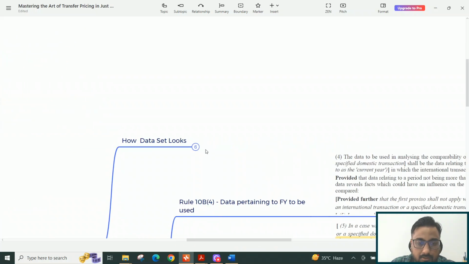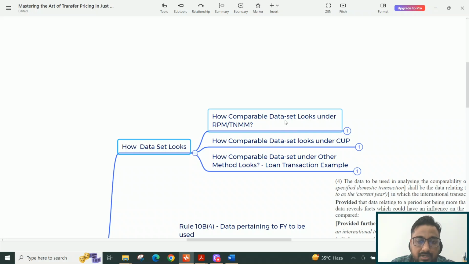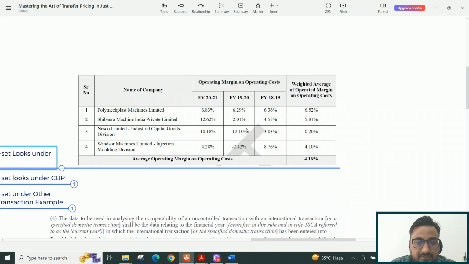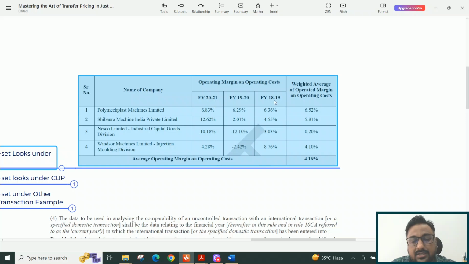As I showed you here, this is how a comparable data set looks under RPM, TNMM. So what that particular rule said is that in this example, the current year is financial year 2021, right? If that data is available for 2021, then you have to also capture the data of 1920 and 1819 to do the analysis. Now, in the second point, that is Shibora machine, in case the data pertaining to 2021 was not available, then you should take FY 1920 and FY 1819 and capture that data.